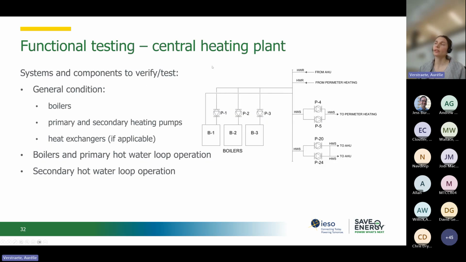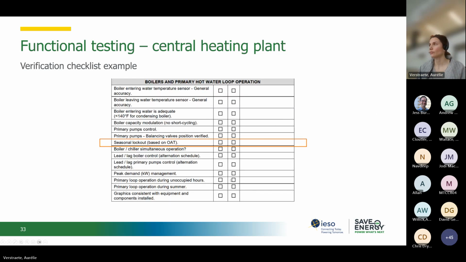Then the final example for functional testing is central heating plants. So again, you will need to verify all major systems here: boilers, heating pumps, and heat exchangers if applicable. You want to look at the operation of the primary hot water loop and secondary hot water loop. A checklist example here, do not forget to see if there is a seasonal lockout, for example, on boilers, so you don't want a boiler to operate during summer.